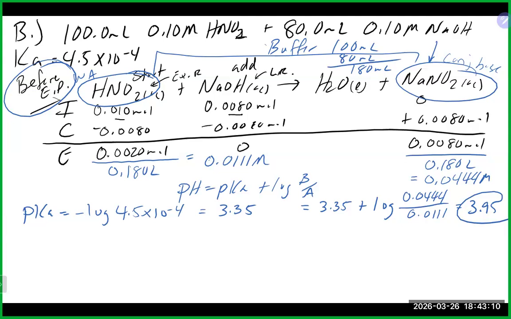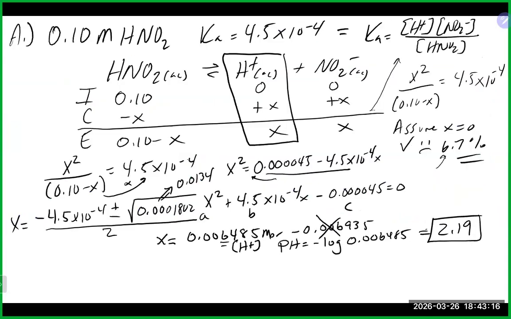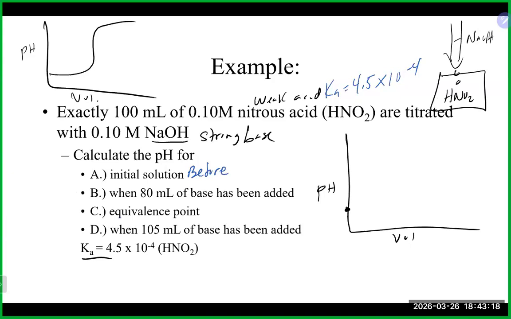Obviously, you could also have done a second ICE table if you want to instead of the Henderson-Hasselbalch. So that should hopefully be good since we are increasing. We started at like a 2-ish, so now we're like at 3. So our pH is at least going up along the way here.